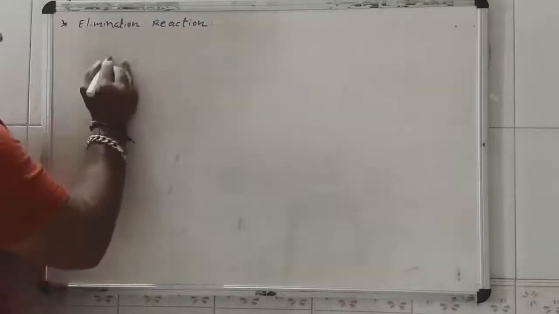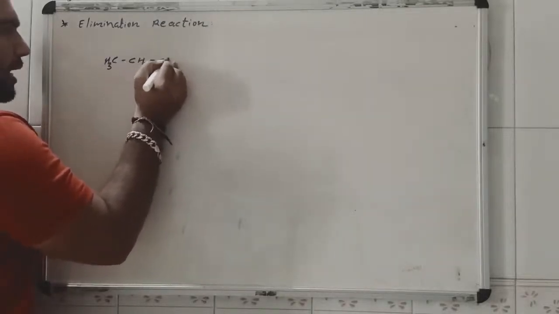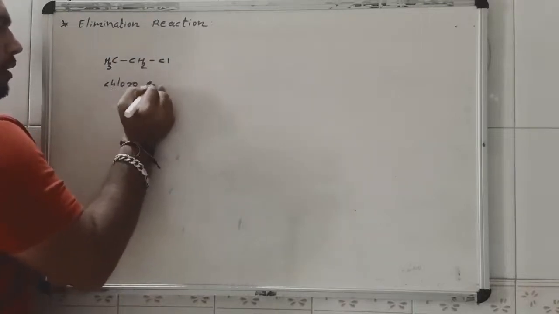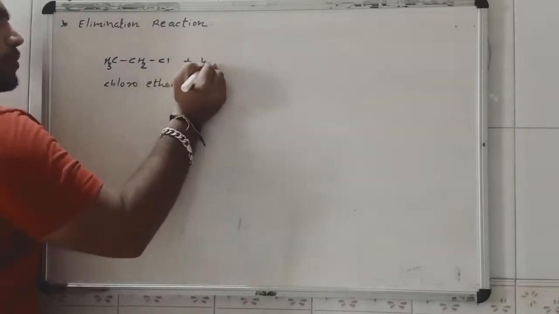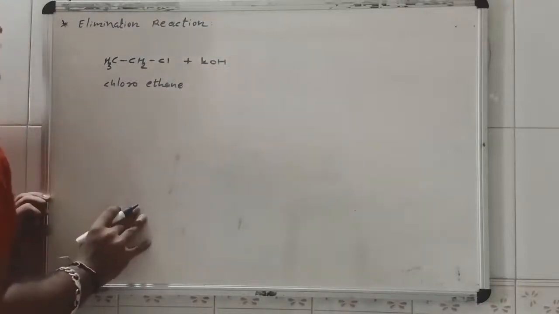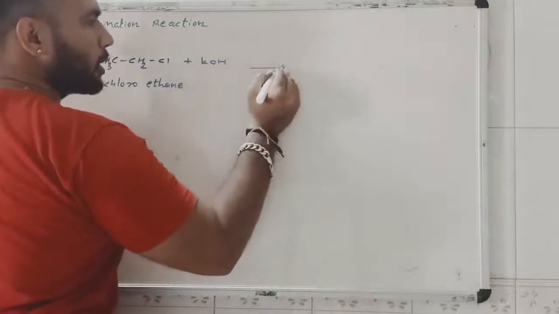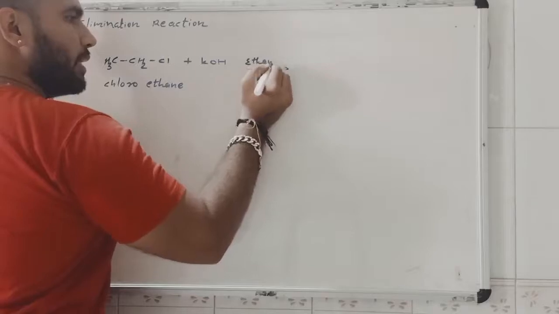Okay, before we go to the description, I will teach you the reaction first. Let us take one compound. The compound can be written as CH3CH2Cl. The name of the compound is chloroethane. That is the compound which is going to react with potassium hydroxide. This potassium hydroxide is alcoholic potassium hydroxide. Okay, what does it mean? I will write ethanol here.